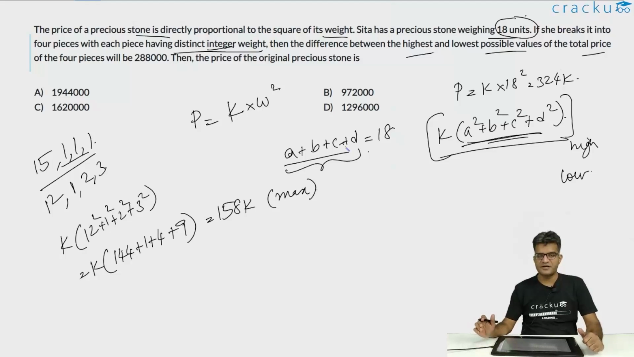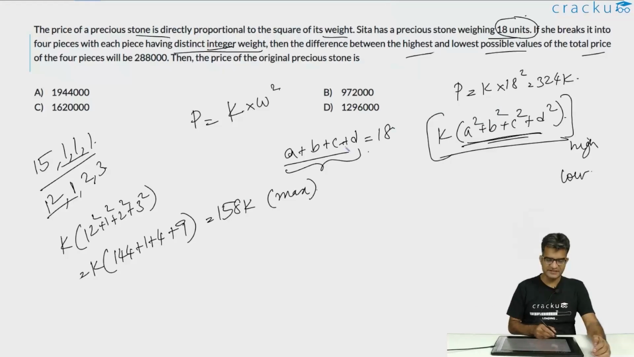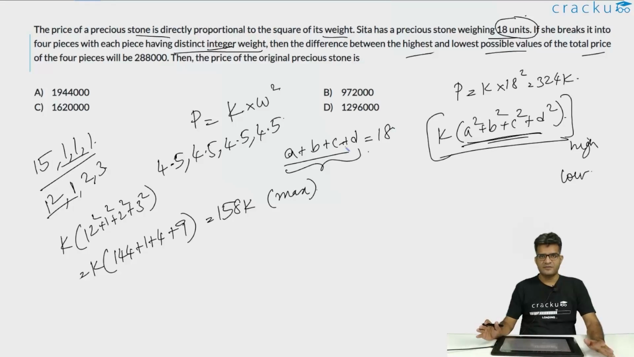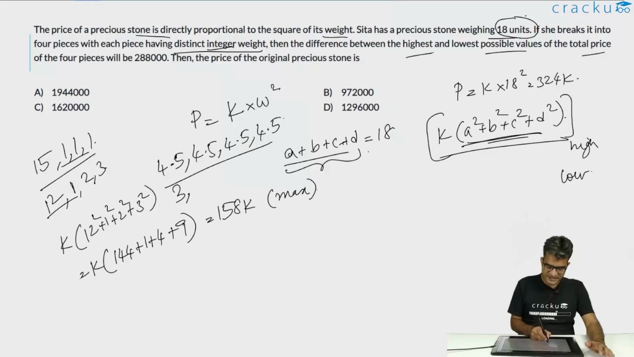What is the minimum possible value? The minimum possible value will occur when all of them are close to each other. We should not have any number which is very high, like in this case. So all of them should be 4.5, 4.5, 4.5 and 4.5 because the total is 18 and each one of them will be 18 by 4. But again, all of them have to be integers and all of them have to be distinct. So the best way in which we can keep them as close to each other as possible is if they are 3, 4, 5 and 6.